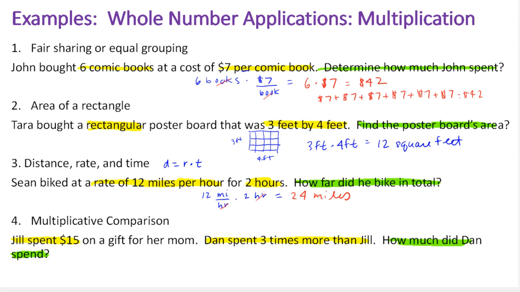So Dan spent 3 times more than Jill. And I'm going to write what we know underneath here and what we're looking for. So we're given 3 times. We know that Jill spent $15. So the amount Dan spent is 3 times $15. Okay, so 3 times $15 is $45.